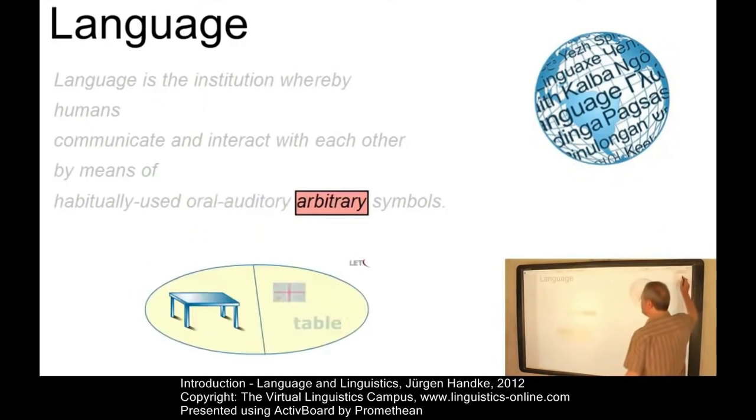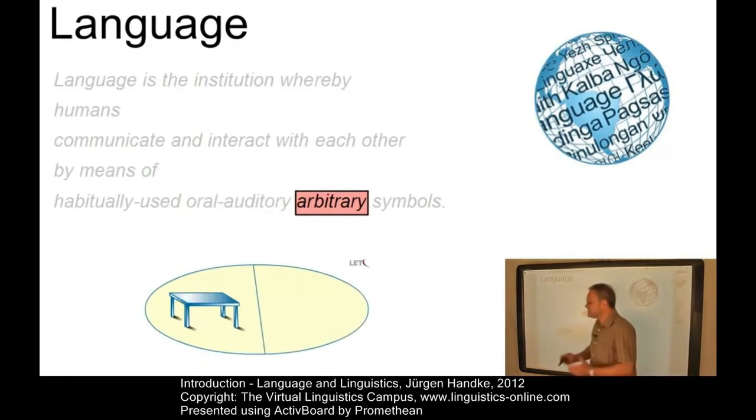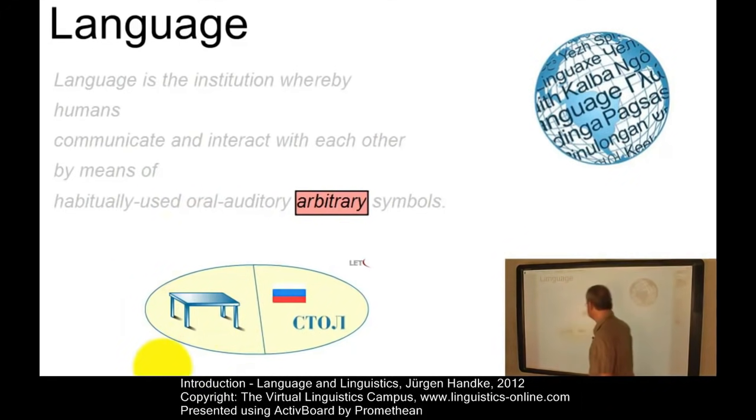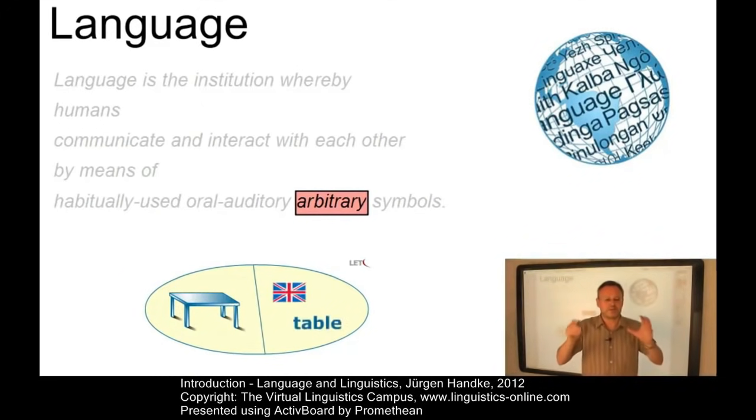Finally, language makes use of arbitrary symbols. There is no obvious relationship between the linguistic sign, that is the word or the sound shape, and the object in the real world. So here we have the object table. Now, why is it table in English, Tisch in German, something else in Chinese, Stol in Russian? There is certainly no direct relationship between the linguistic symbol, the word, and the real life object.